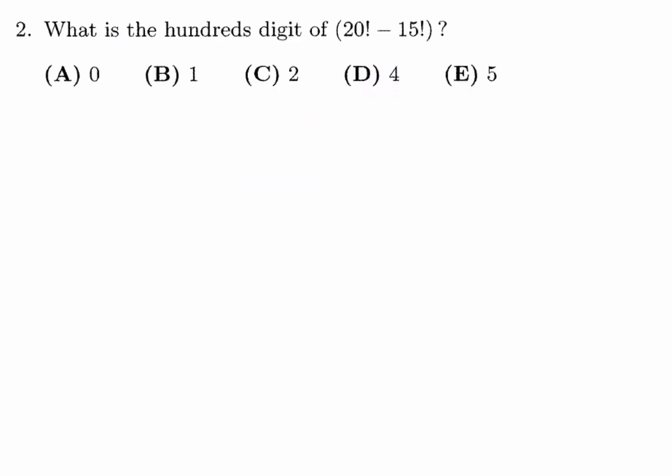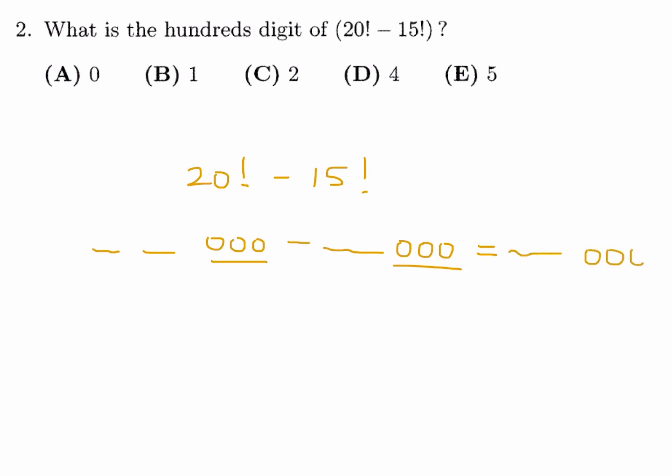What is the hundreds digit of 20 factorial minus 15 factorial? Well, both of these are multiples of 1,000. So they're going to have a whole bunch of numbers, and then they're going to end in 0, 0, 0. Now you say, how do you know that? Let me just write it out first. When you take numbers that end in 0, 0, 0 and subtract them, whatever the result is will also end in 0, 0, 0, and then the hundreds digit is 0.